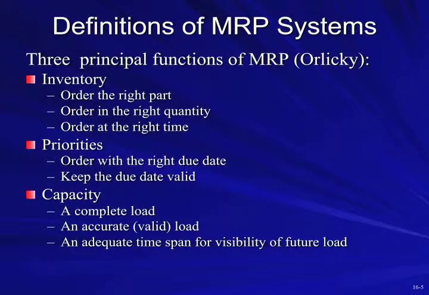The 3 functions of MRP are inventory, priorities, and capacity. You take these and consider the elements of them and incorporate them into your calculation of basically what you're trying to get to, which is what to order and when, so that you have optimization of inventory.